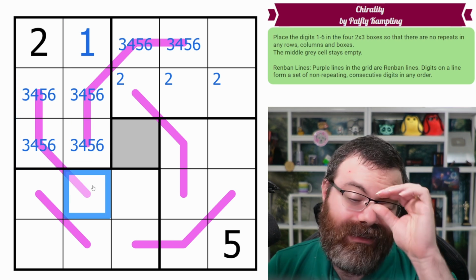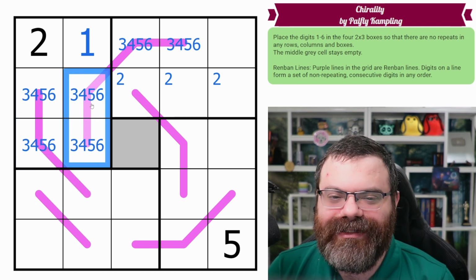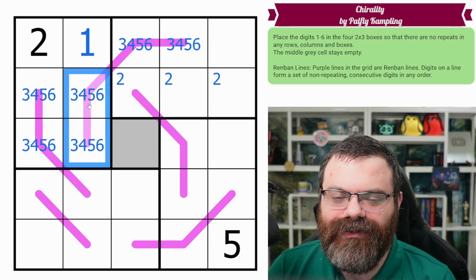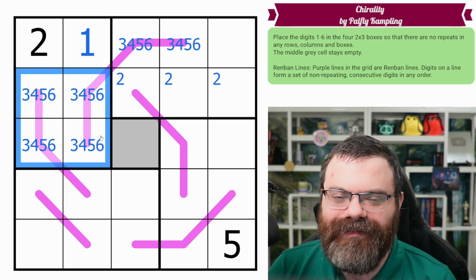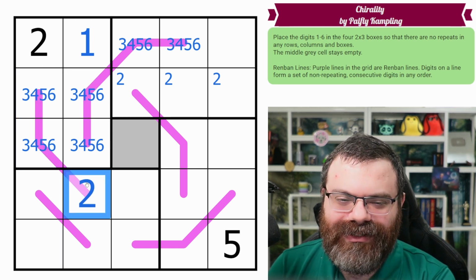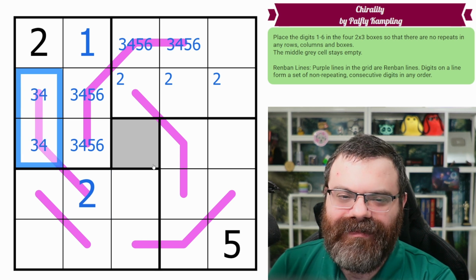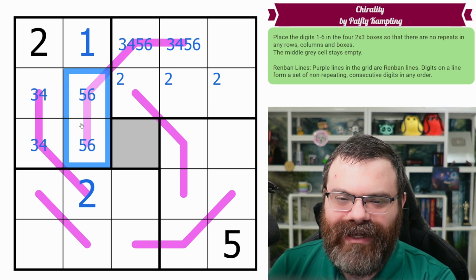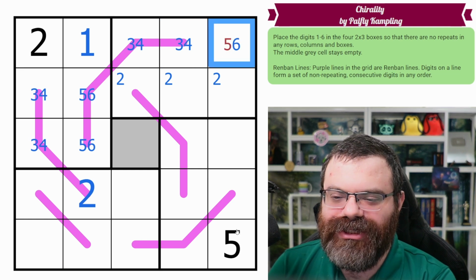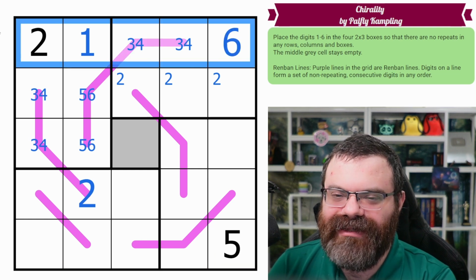Okay, let's think about this cell here. This cell here sees this entire 3, 4, 5, 6 quadruple, because through the column or the Ren band, it can't repeat any of these digits. And it also can't be a 1. So it's a naked single 2. That's cool. So that's a 2. And now that there's a 2 on this Ren band, this has to be 3, 4, and this has to be 5, 6, which means this has to be 3, 4. I guess this is a 5 or a 6. Can't be 5, so it's a 6. 5 is the missing digit in this row.